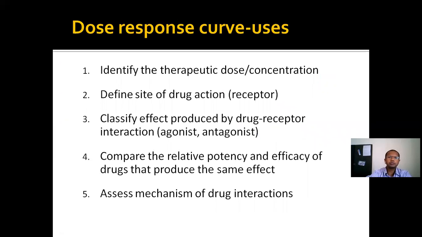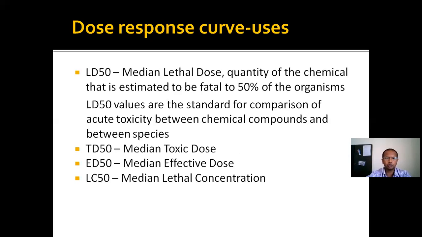So what are the uses of these dose response curves? The first thing we are identifying is the therapeutic dose or concentration. Define the site of drug action. Classify the effect produced by drug receptor interaction, agonist and antagonist, that is, how the drug is able to produce the response. We are identifying the therapeutic index, the potency, and the efficacy. All these things can be done with our simple experiments. Sometimes it will also help us find out the mechanism of drug interactions.